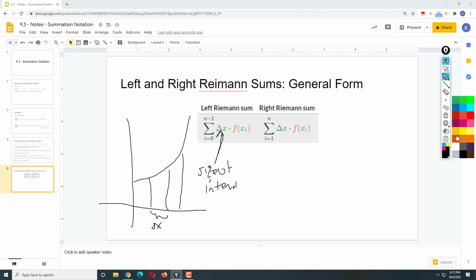And then we also have our f of x, our points. So left Riemann sum and right Riemann sum, they're both delta x times f of x sub i, where for the left Riemann sum, we're summing from 0 to n minus 1. For the right Riemann sum, we're summing from 1 to n. That's it.